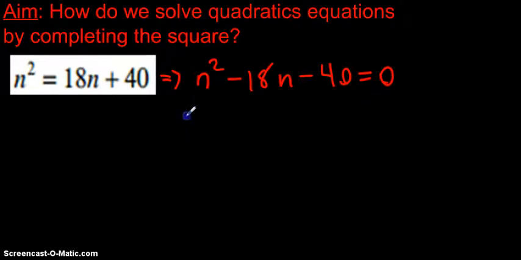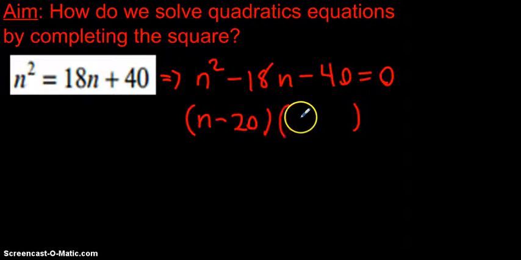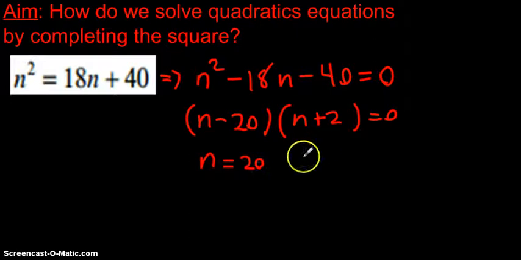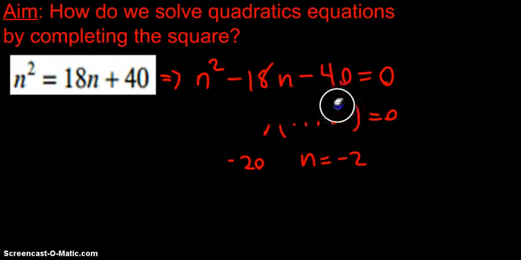We could actually solve it that way. Matter of fact, let's do that real fast. That's n, n, numbers multiply to be negative 40 but add up to be negative 18. So it's a negative and a positive, so negative 20 and positive 2. So the solutions to this are n equals 20 or n equals negative 2. Alright, so how to do this by completing the square.